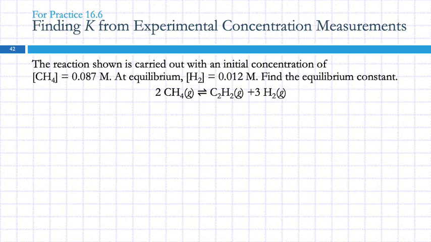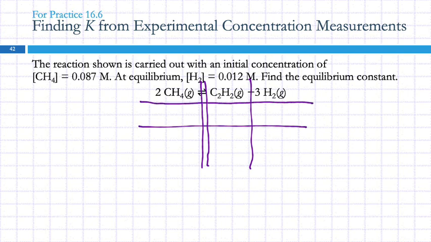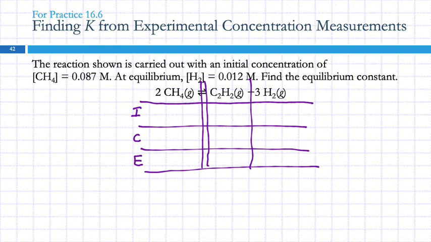Let's do another one. Reaction shown is carried out with an initial concentration of CH4, 0.087 molar. At equilibrium, H2 is 0.012 molar. Find the equilibrium constant. So we're going to make an ICE table. We're going to let our chemical equation be the header for our table, and we're going to have 3 rows: I, C, and E. Initial, change, and equilibrium.